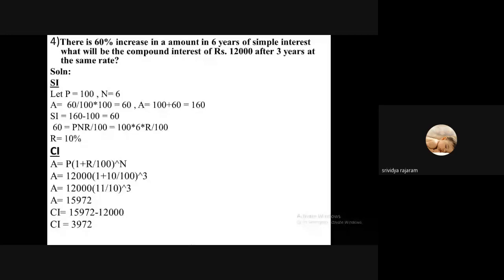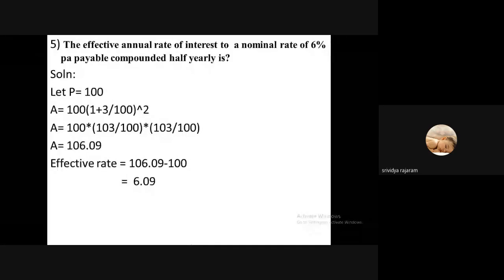Okay, this is the last problem. So let us see it. The effective annual rate of interest to a nominal rate of 6% per annum payable compounded half yearly is. So in this problem, what we have to notice is the term compounded half yearly. So we have to use the half yearly formula. So what is actually being asked? The effective annual rate of interest.